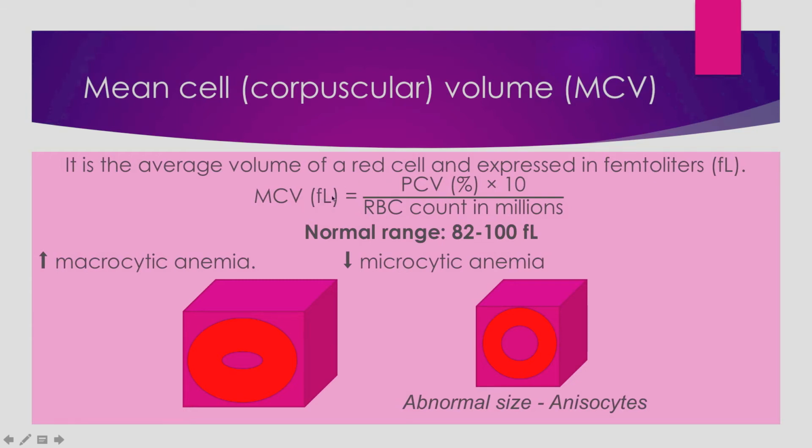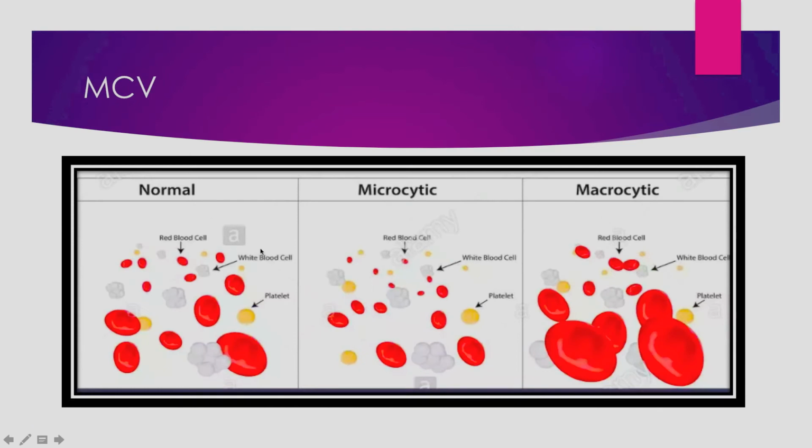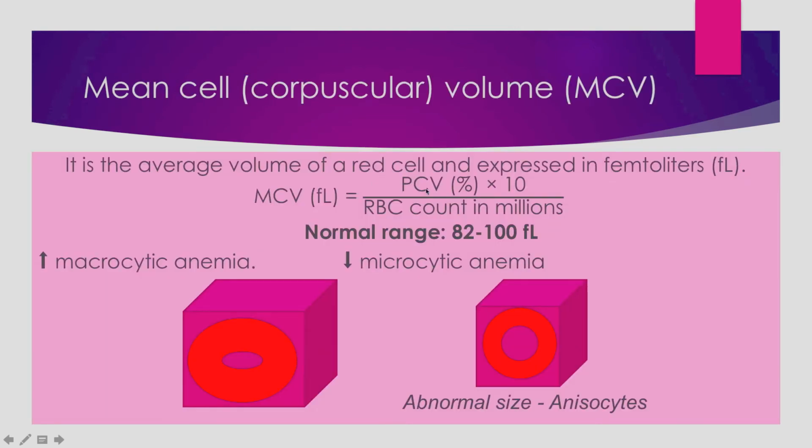So MCV is calculated by this equation. First we take the packed cell volume percentage, which is approximately 40 to 50% normal, multiply by 10, divided by the RBC count in millions. The normal range is 82 to 100 femtoliters. This size of RBC is increased in macrocytic anemias, and you can see the size is decreased in microcytic anemias.